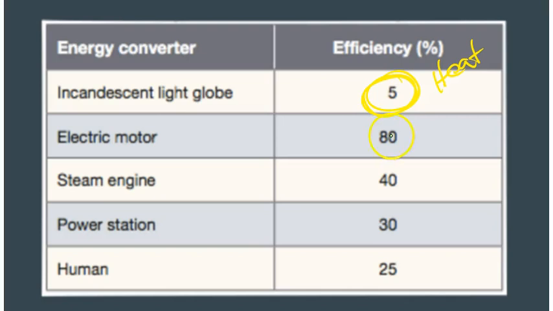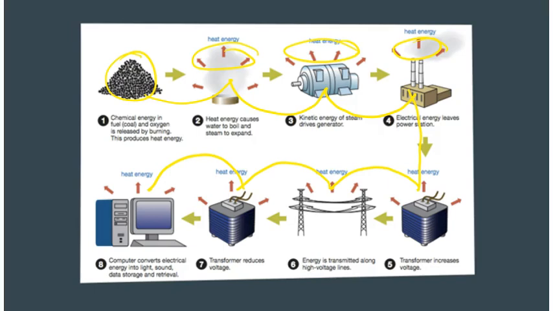Normal electric motors run at about 80% efficiency around the home. A steam engine, all of that heat that you produce to make steam, only 40% of it goes into making the engine turn over. The rest of it is actually lost. Power station, the one that we saw up above, where we have the coal going to your home turning into electricity. This picture here, it actually runs at 30% efficiency.